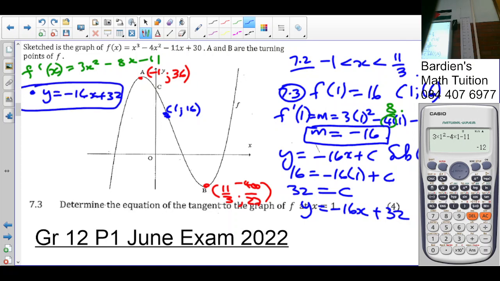My mistake was I did this in my head and I didn't multiply the 2 by the 4. Okay?